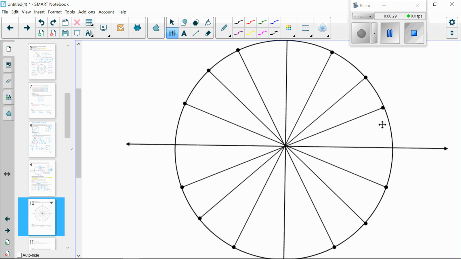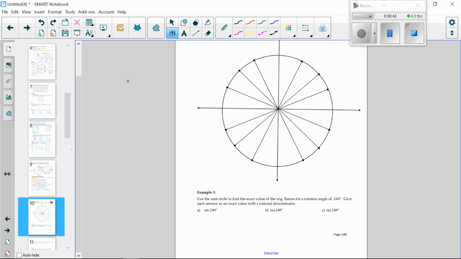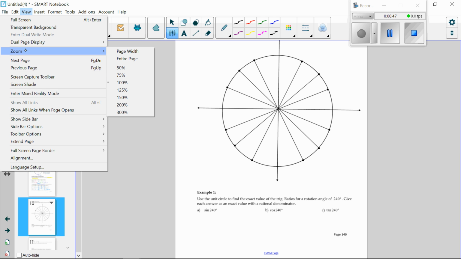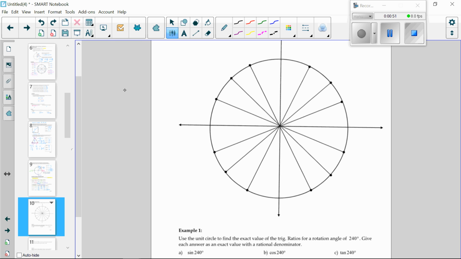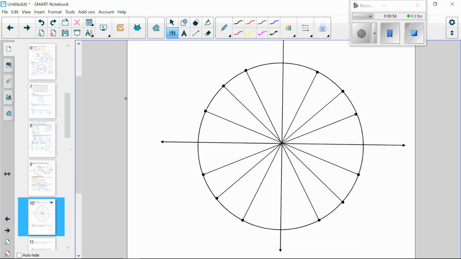Now, what I'm going to do is I'm just going to make my page just a little bit smaller so I can fit everything in. So I think I got to go to View, Zoom, let's go 100, maybe a bit bigger. View, Zoom, 125, 150. Okay, that should be good.